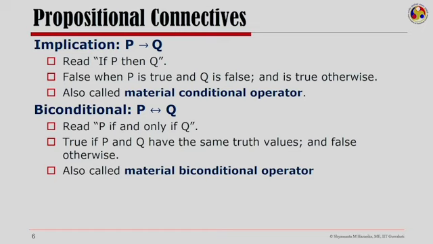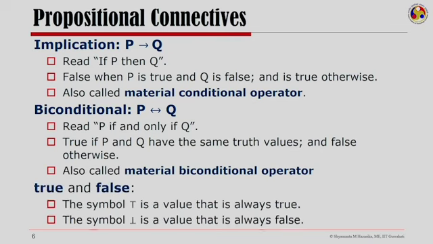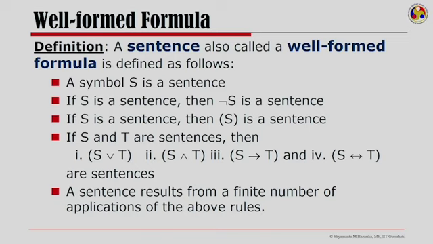Apart from these propositional connectives, we have two more connectives which do not connect any proposition. They are as if connecting zero propositions. They are the connectives of true and false. The symbol top is a value that is always true, whereas the symbol bottom is a value that is always false. Having introduced connectives, variables, let us now look at what it means to have a sentence or a well-formed formula in propositional logic.